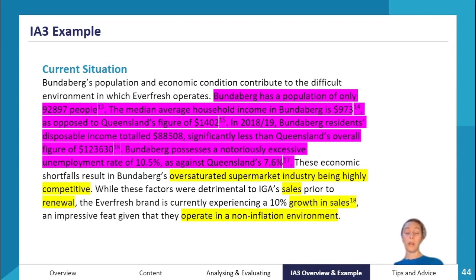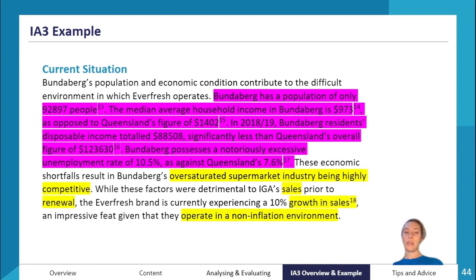And then disposable income, because that is, of course, going to impact how much money they have to spend on groceries, what kind of supermarkets they're willing to go to based on the sort of price point that they have. Unemployment as well, in addition to that disposable income.